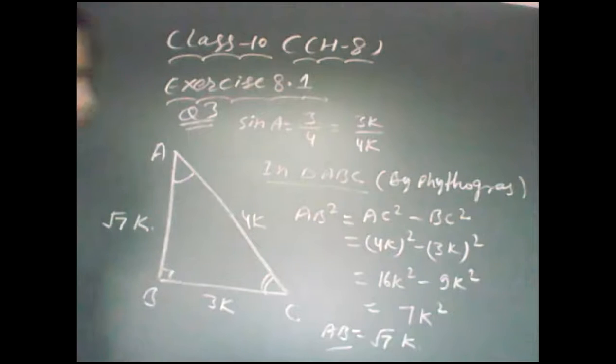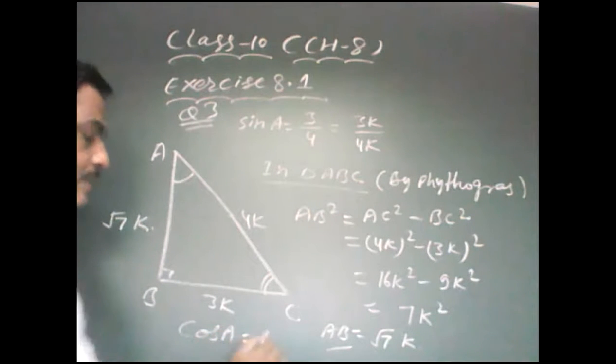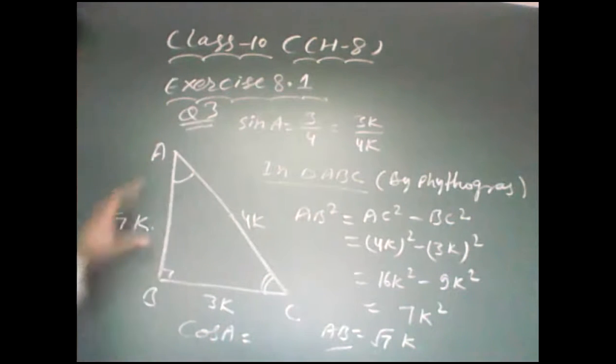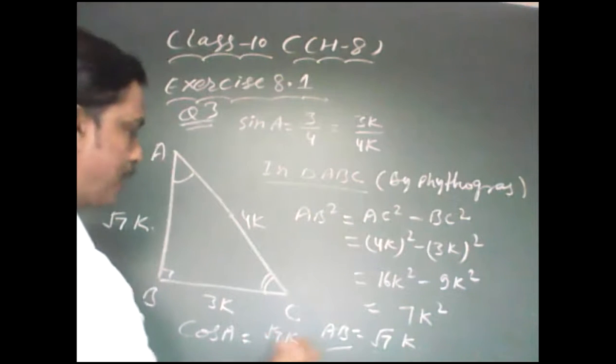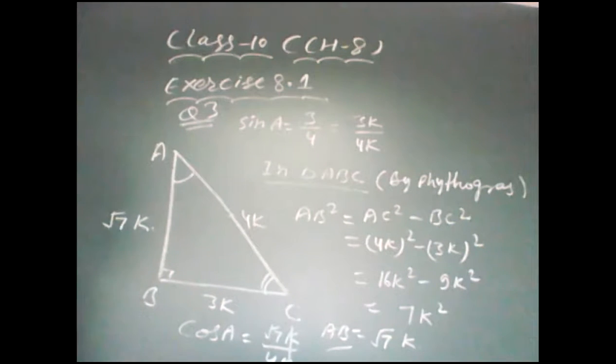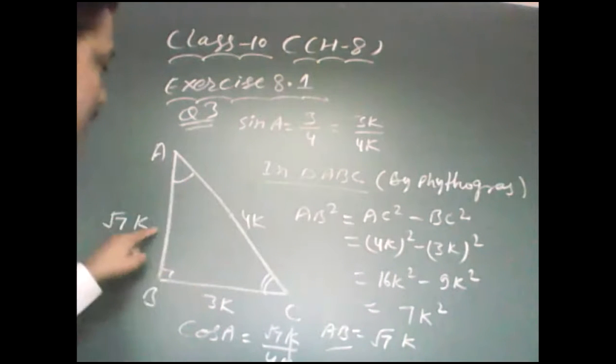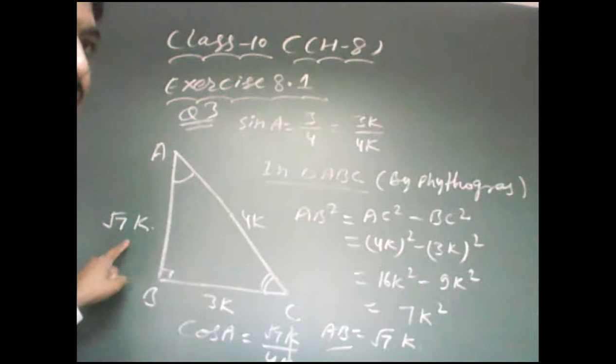Now you can easily calculate cos A. Students, what is cos A? Cos A is adjacent upon hypotenuse. For this angle A, adjacent is under root 7k, upon 4k, so it is under root 7 upon 4. Similarly, you can get tan A. What is tan A? Opposite upon adjacent, 3 upon under root 7.